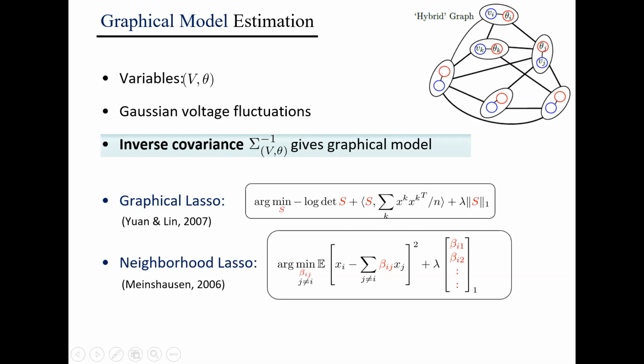You can also use what is known as a neighborhood lasso. What it does is basically a regression problem with some regularizers. You look at the time series of voltages at one particular node, and then project it on every other time series available in your system, okay? You can use that to compute the inverse covariance of the voltages and get the graphical model.